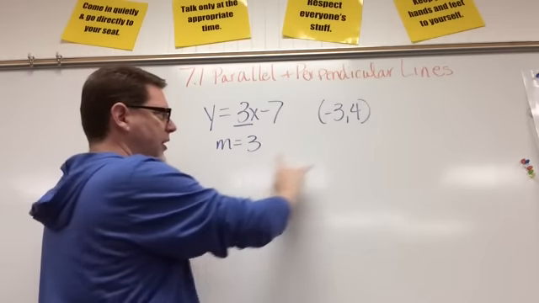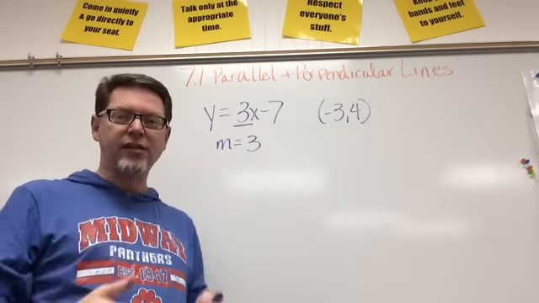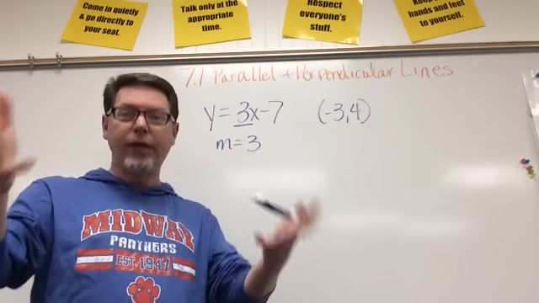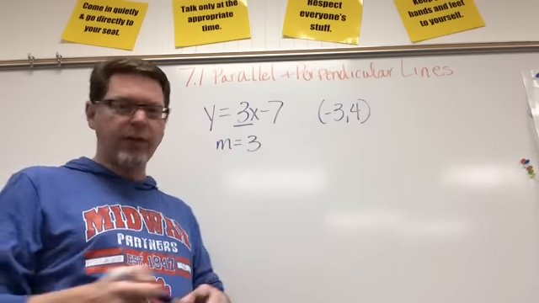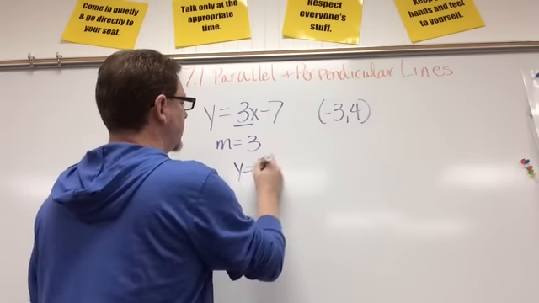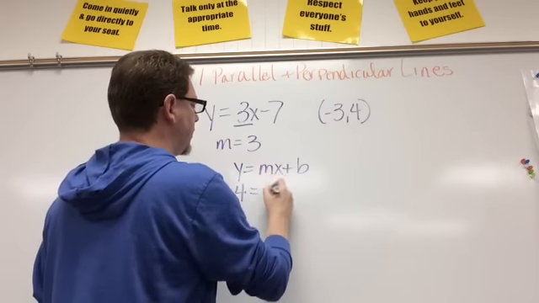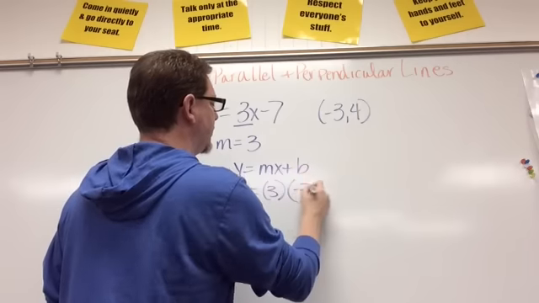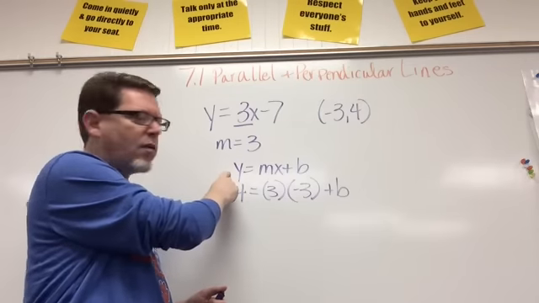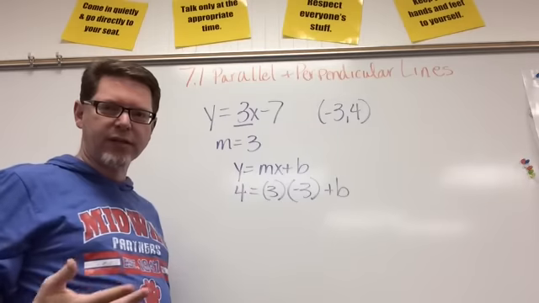Well, I know m is 3, and I know it's going to pass through negative 3 comma 4, which is an x and a y. So I have an x and a y and an m. The only thing I don't have is, yes, b, and so I need to plug in what I know to find b. So I'll just start with the formula, y equals mx plus b. I know that y is going to be 4, m is going to be 3, x is going to be negative 3, plus b. So I just took my slope-intercept form, plugged in what I know, the m, the x, and the y, and now I'm going to solve for b.